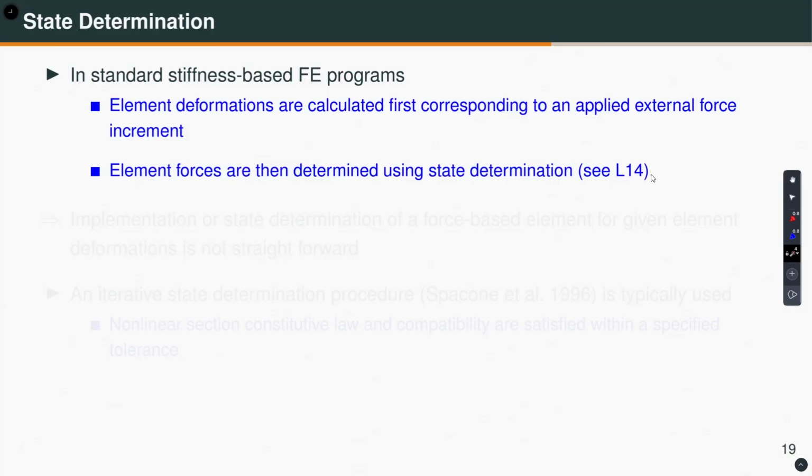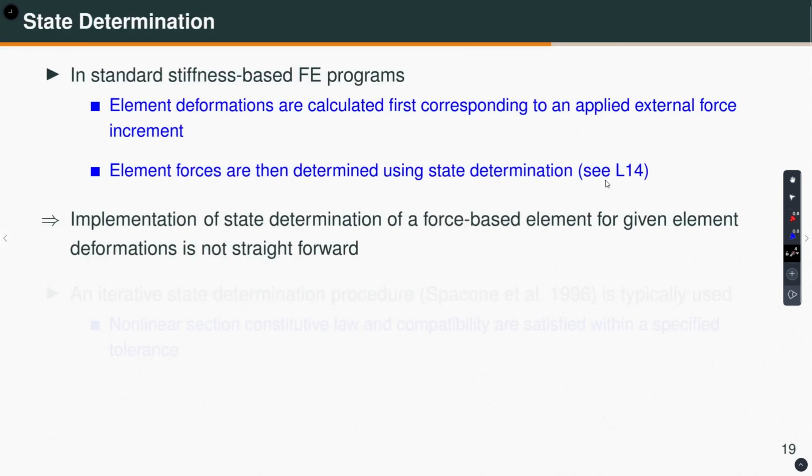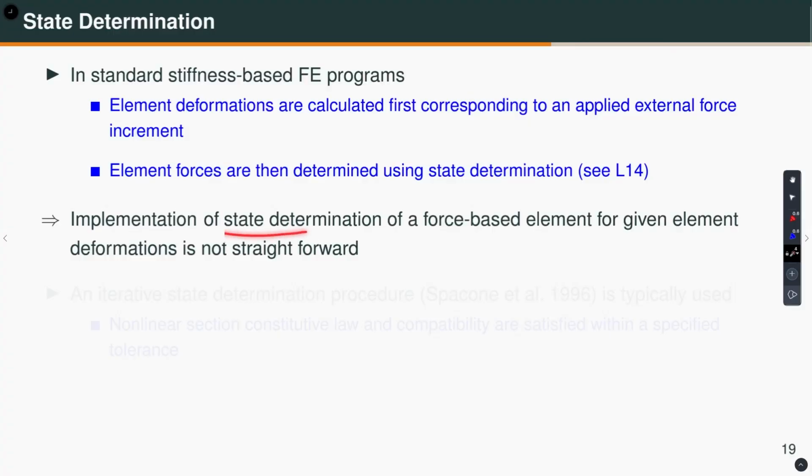That means element deformations are calculated first corresponding to an applied external force increment. Then we perform the state determination just like we did in the displacement based or stiffness based formulation. So, then how can we implement the flexibility based approach where my element end deformations are not input?